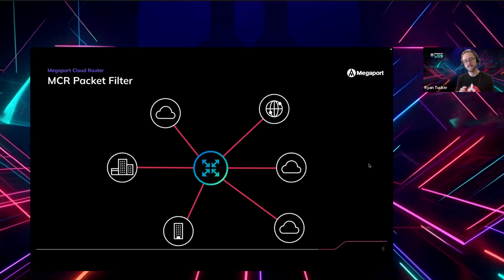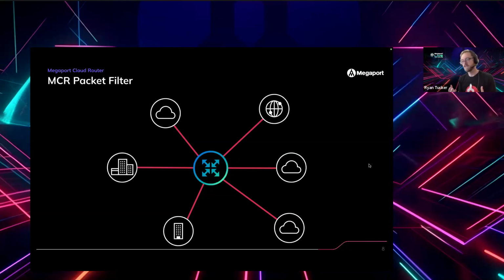So not just this interface can talk to this interface, but this particular IP address on this interface can talk to this particular port on this IP address. So it's pretty granular. It does pretty much what you would expect from layer 3 and 4 firewalling, and it definitely opens up some more use cases for MCR that were a little more challenging beforehand.